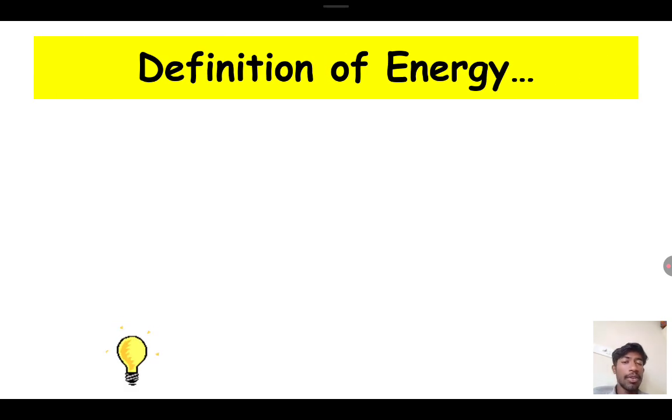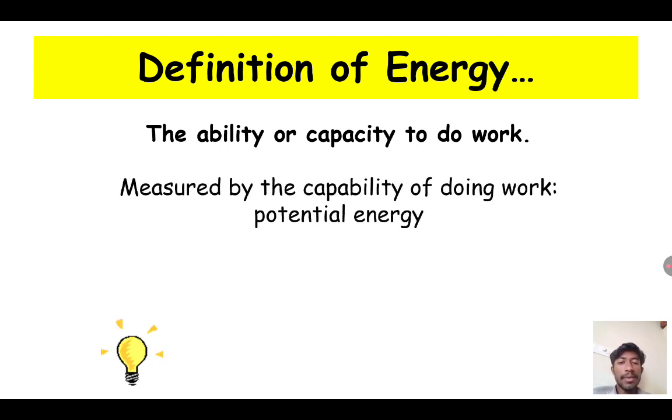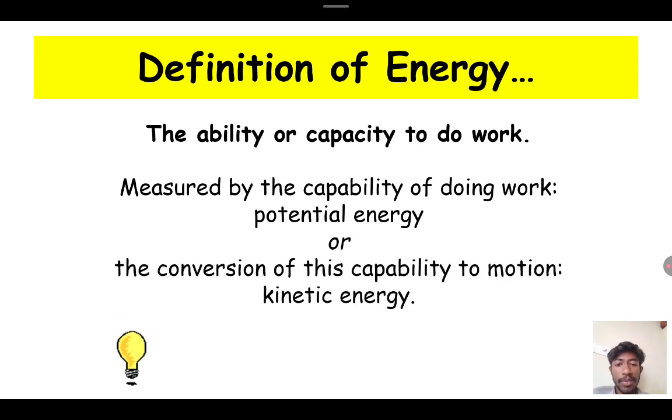Definition of energy. So we got to know about work. If work is there, then energy should also be there. The ability or capacity to do work is energy. Energy measured by the capability of doing work is called potential energy. The conversion of this capability to motion is kinetic energy. We will discuss it in other slides.